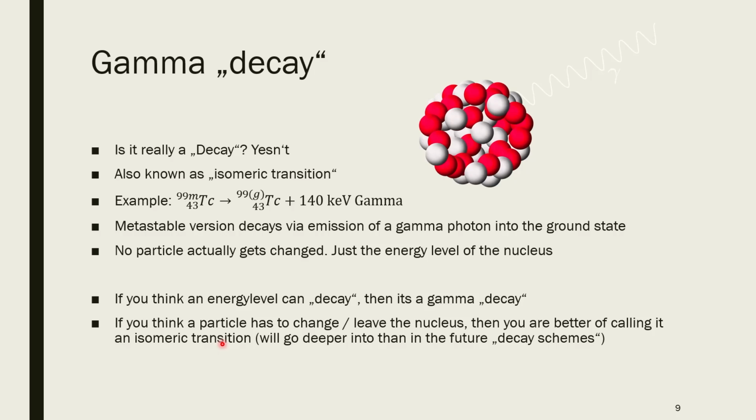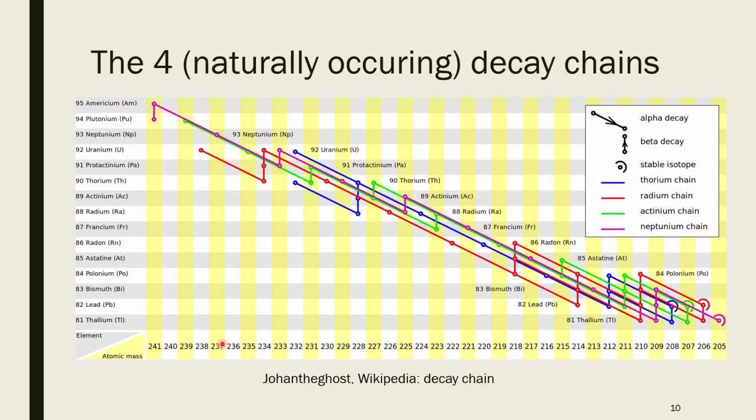But now we can talk about the naturally occurring decay chains. So a decay chain is when you have a radioactive element and it decays, but this decay product is still not stable, but is radioactive itself. And this one will decay, and so on and so on. In English, you have the thorium decay chain, the radium chain, the actinium chain, and the neptunium chain.